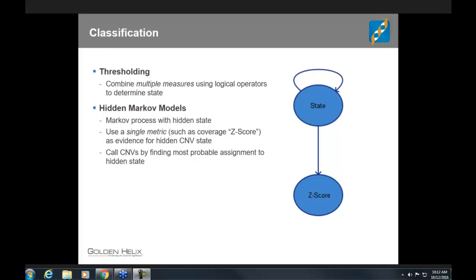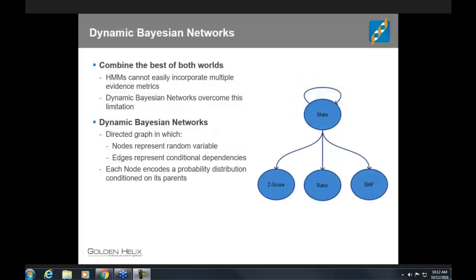One big disadvantage to hidden Markov models is that it's very difficult to incorporate multiple metrics into these models. But it has the advantage of providing a probabilistic method for determining CNV state. Because of this limitation with hidden Markov models, the limitation that they can't easily incorporate multiple evidence metrics, it led us to use a different probabilistic model for our approach to CNV calling. Specifically, we used dynamic Bayesian networks.